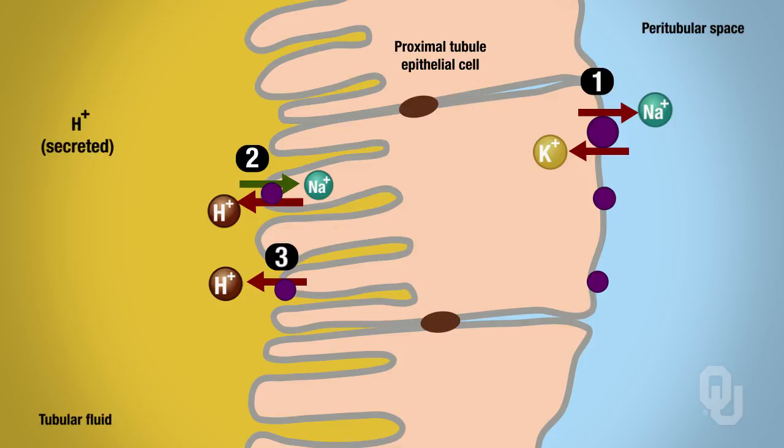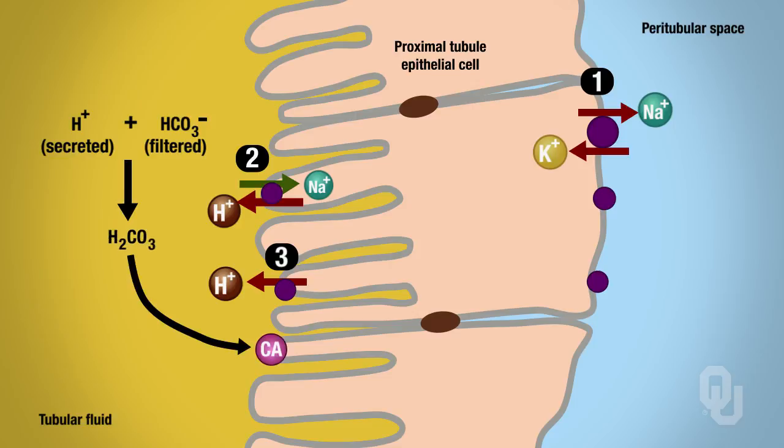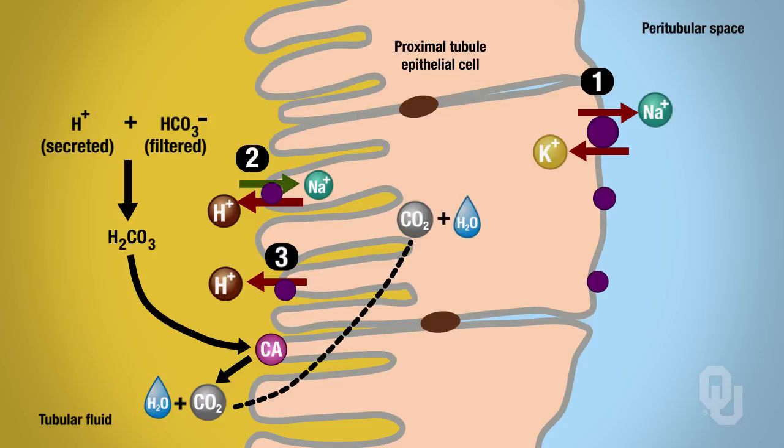So once those have been secreted, then they can combine with bicarbonate. So we filtered bicarbonate. That will allow us to form carbonic acid, H2CO3. And then here we have a brush border enzyme, carbonic anhydrase, that's going to break down carbonic acid into water and carbon dioxide. So carbon dioxide then can use simple diffusion to get into the cytoplasm of the cell. Then it can combine with your water. We know water can move into the cell as well, correct? Then, once again using carbonic anhydrase, we're going to form carbonic acid, which readily dissociates into your hydrogen ions and your bicarbonate.